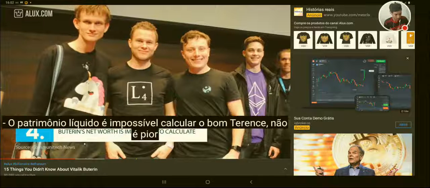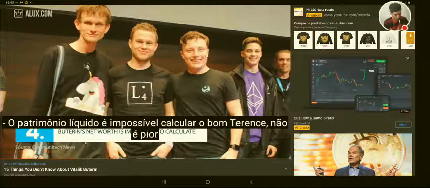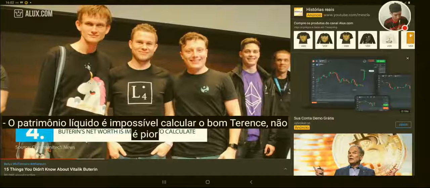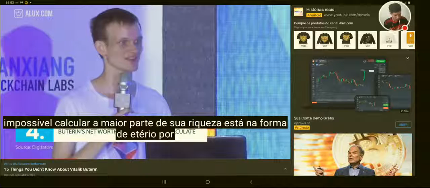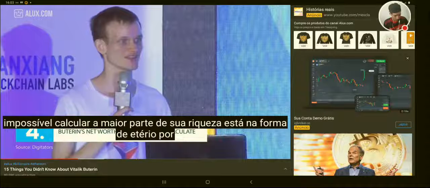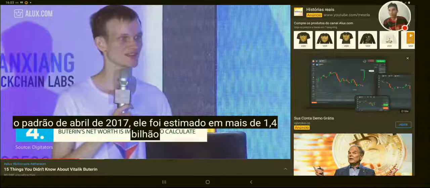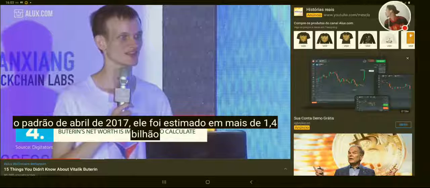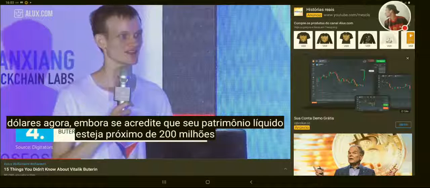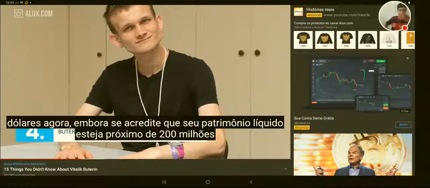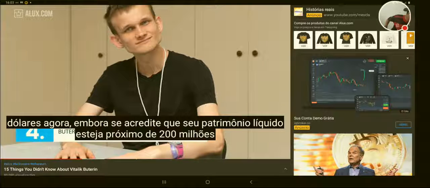Number 4. Buterin's net worth is impossible to calculate. Most of his wealth is in the form of Ethereum. By the standard of April 2017, he was estimated to be worth over $1.4 billion. Now, though, it's believed that his net worth is closer to $200 million.